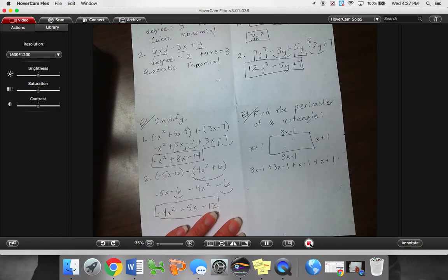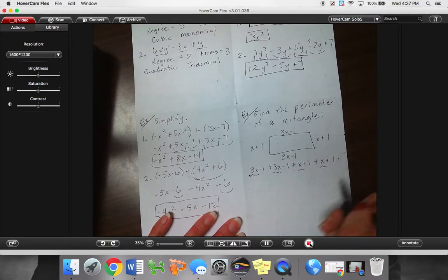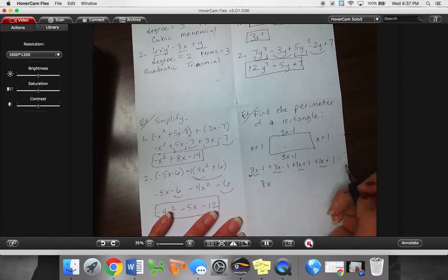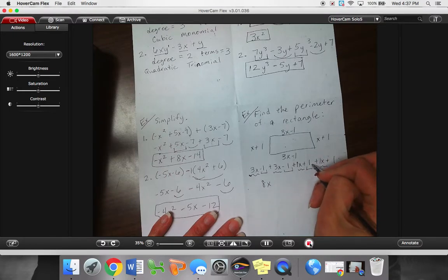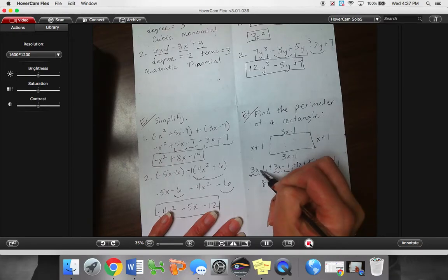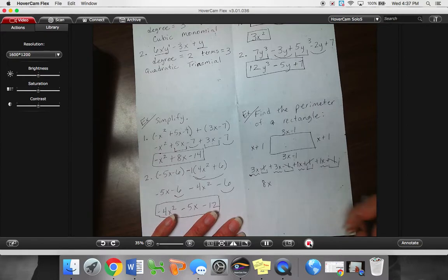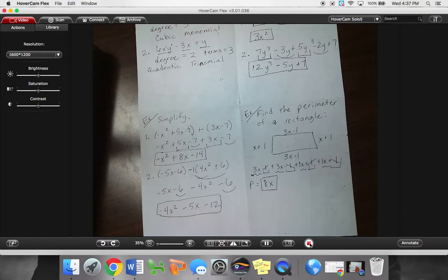And then you can combine like terms. So 3x plus 3x plus x plus x, that's 3, 6, 7, 8. 8x. And then negative 1, minus 1, plus 1, plus 1. Look what happens there. The positive 1 and the negative 1 cancel, and then this negative 1 and this positive 1 cancel. So the perimeter is just equal to 8x.